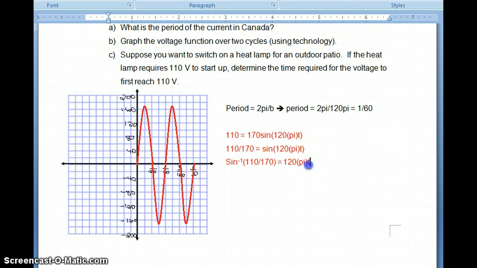And so for our next step, we want to get t by itself, so we can divide by 120 pi on both sides. So what we'll find is that we will have 1 divided by 120 pi times the sine inverse of 110 divided by 170, and that should equal t. Now what you guys can do is put this all into your calculator. Just do this all at once, that way you're not left with any decimals, you're not rounding. It's just easier to do this all in one step.